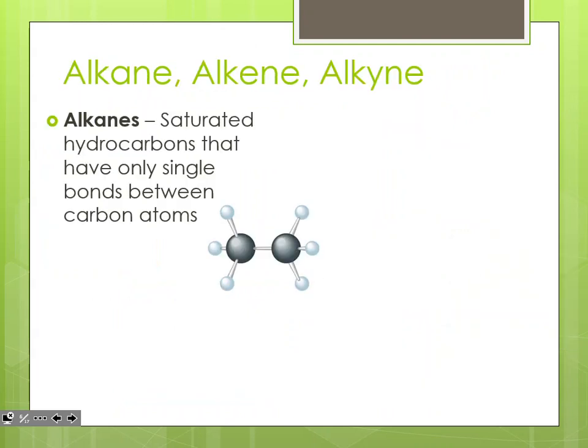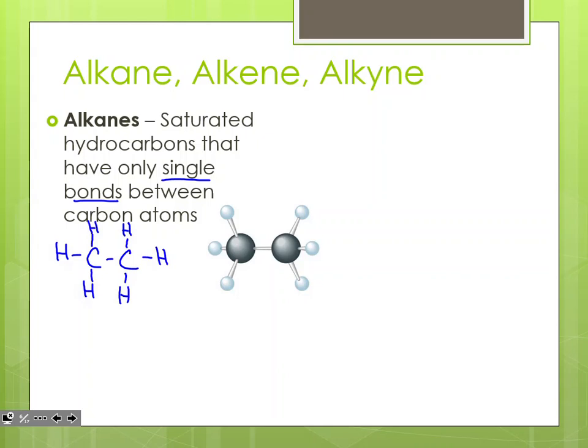Now let's talk about alkanes, alkenes, and alkynes. An alkane is a saturated hydrocarbon that has only single bonds. This is the part where you note the difference: single bonds. Now, this is a drawing. I'm going to show you what it looks like from its Lewis dot structure. For the alkane here, this is ethane.